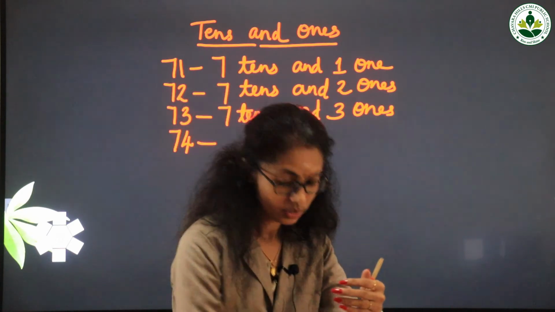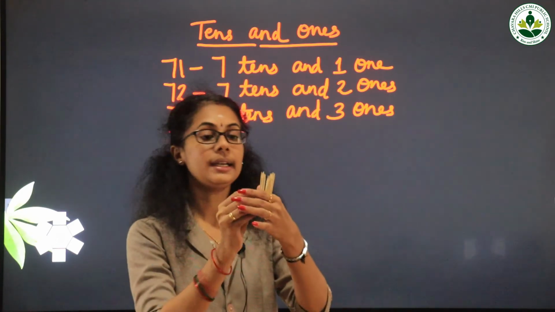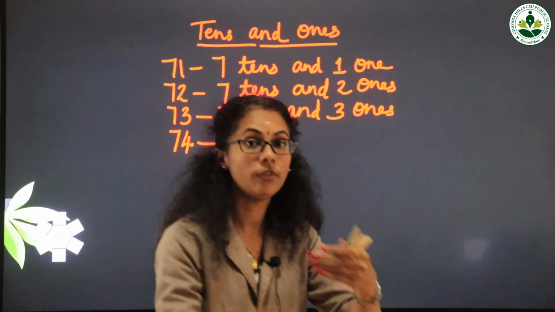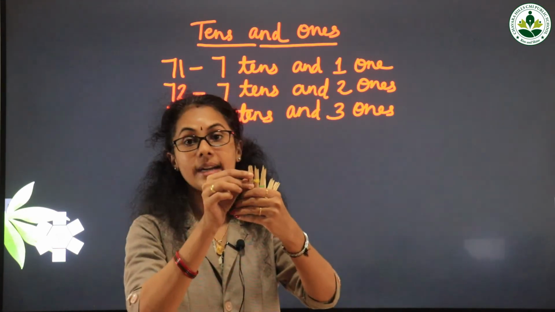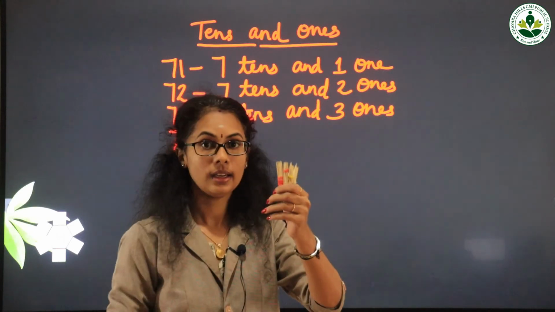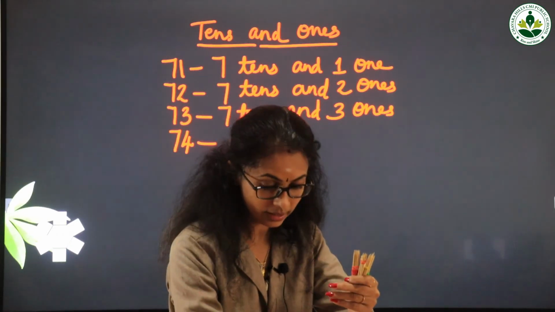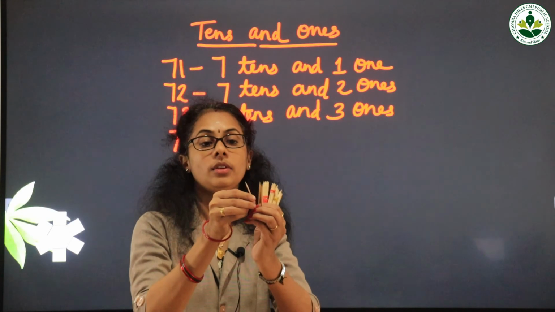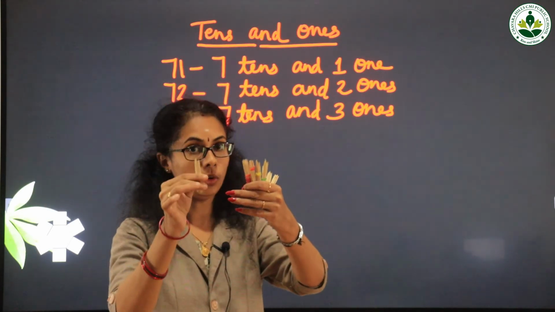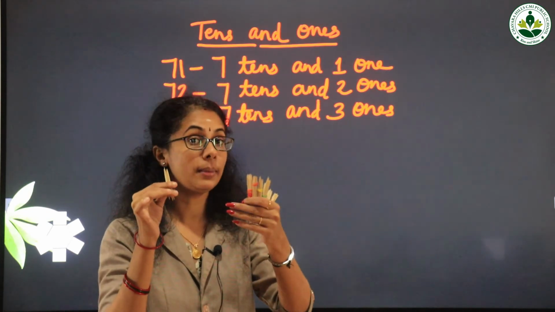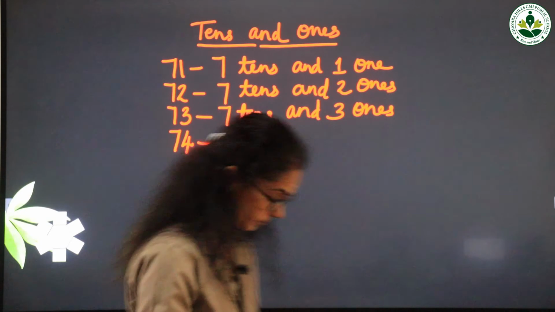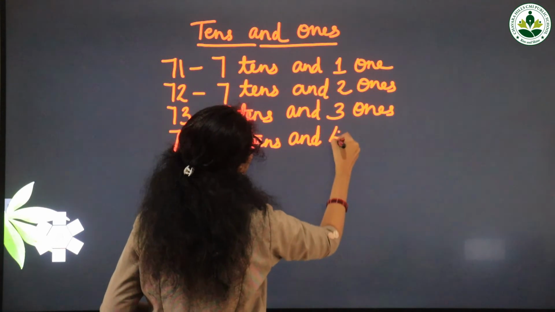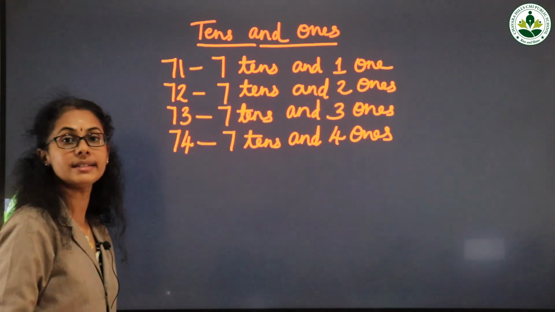1 ten, 2 tens, 3 tens, 4 tens, 5 tens, 6 tens, 7 tens are 70. Then 1, 2, 3, 4. 7 tens and 4 ones. Which number? Number 74. 7 tens and 4 ones.